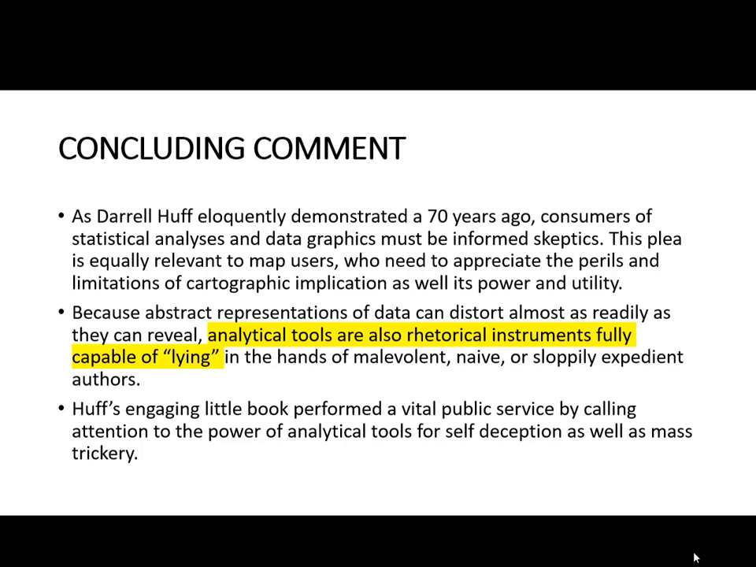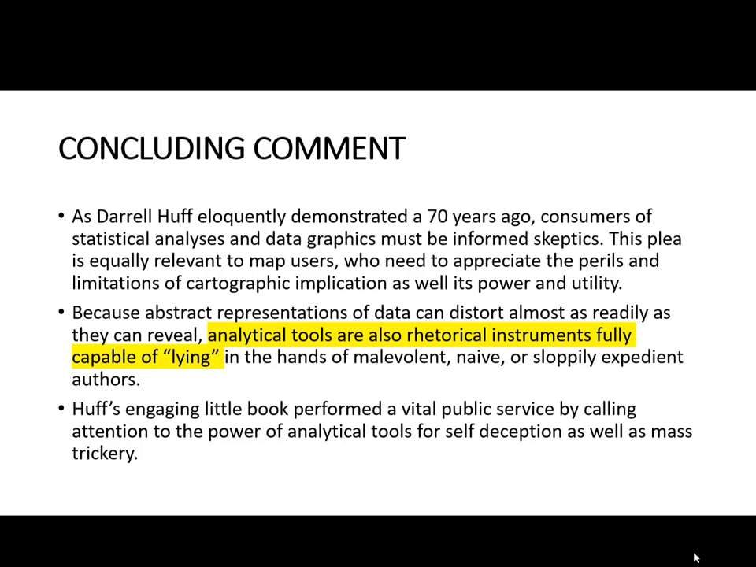My concluding comment, as Darrell Huff eloquently demonstrated 70 years ago, consumers of statistical analysis and data graphics must be informed skeptics. This plea is equally relevant to map users who need to appreciate the perils and limitations of cartographic implication, as well as its power and utility. Because abstract representations of data can distort almost as readily as they can reveal, analytical tools are also rhetorical instruments fully capable of lying in the hands of malevolent, naive, or sloppily expedient authors.